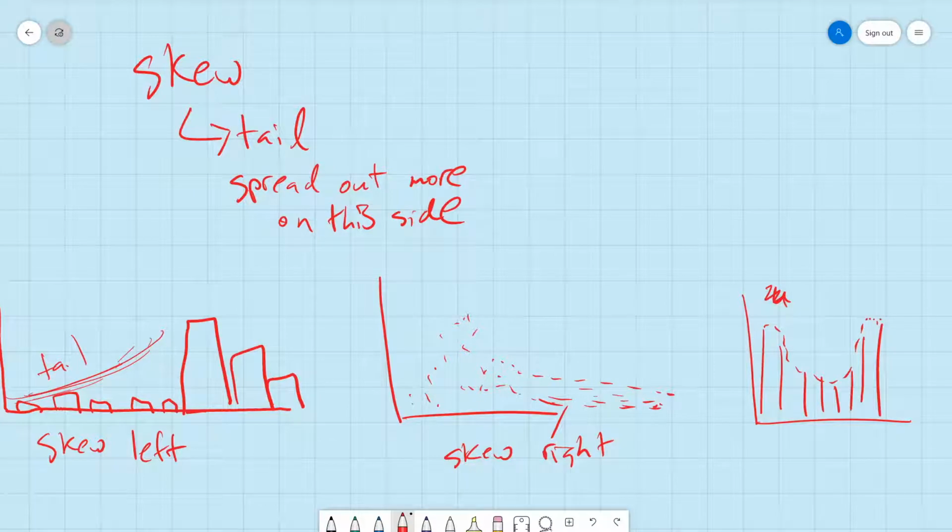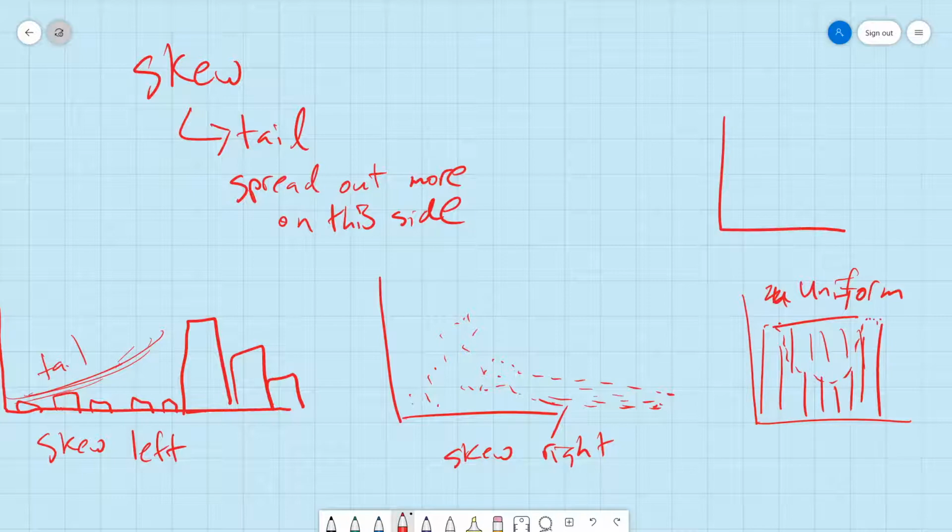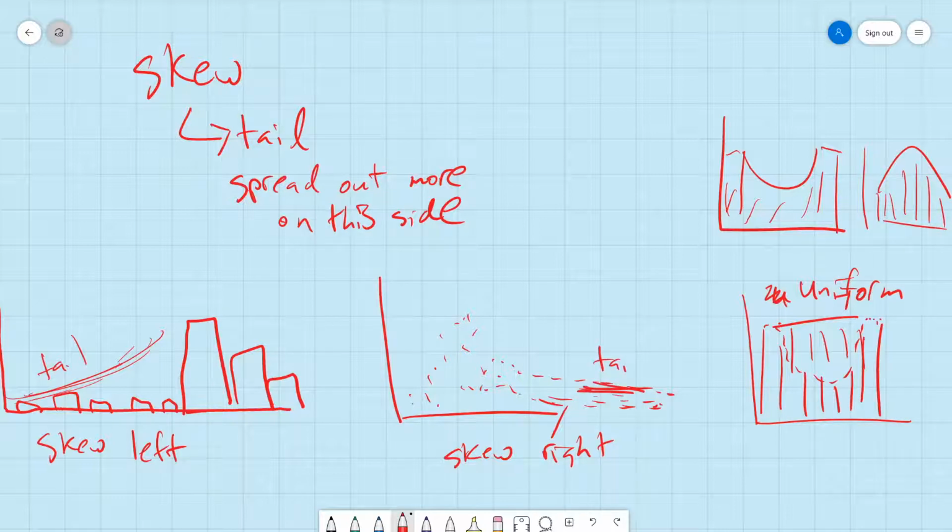Is this uniform? I know uniform is when you have it all just straight across. This is uniform. Oh, this is symmetrical, when it's just the U. If I had it like this, or like this, these are not tailed out to either side because they're not spread out. There's no tail. They're balanced. Yeah, these are symmetrical graphs.